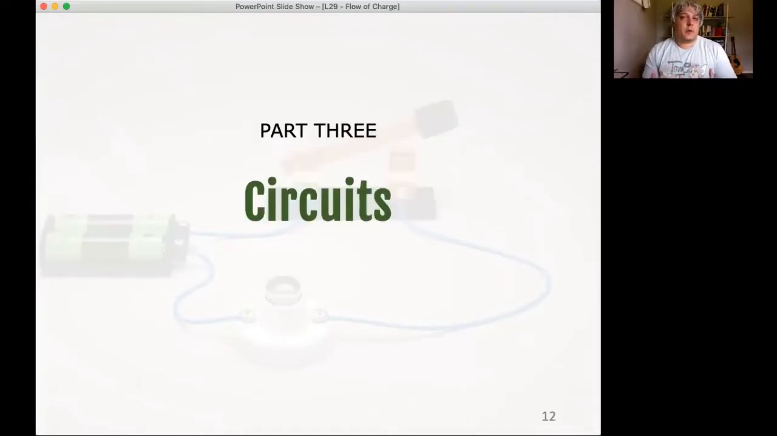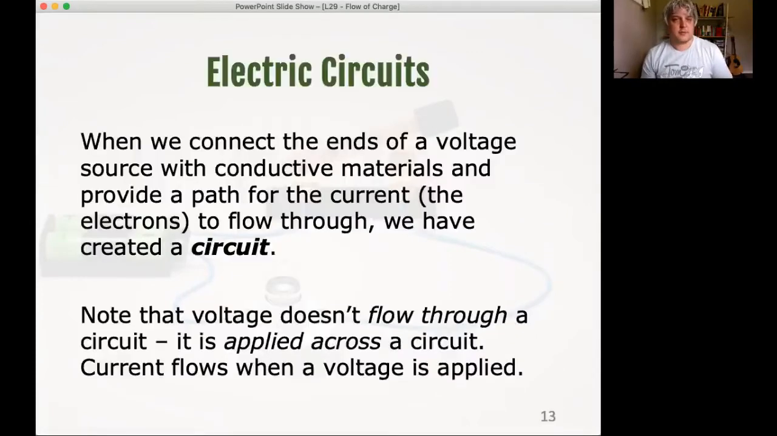So now we can talk about what a circuit is. This isn't the last part of the lesson where we're going to talk about circuit diagrams and analyzing them. This is just the definition of a circuit. Whenever we connect the two ends of a voltage source with conductive material and provide a path for the current, we have created a circuit.